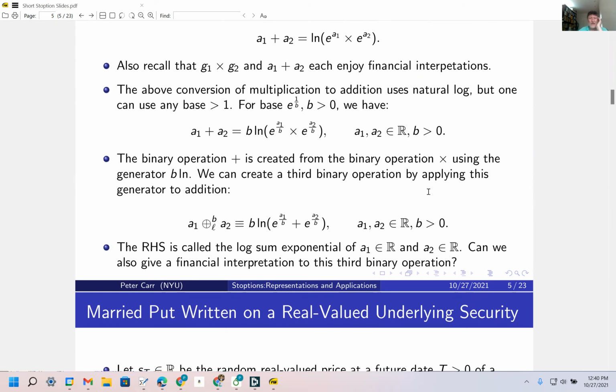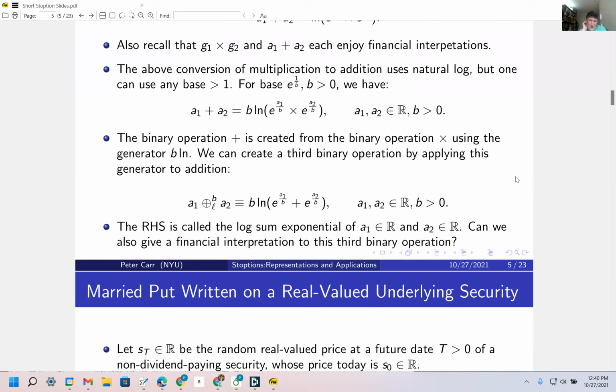So this actually comes up a lot, it seems, in finance, this sort of addition of exponentials. How many times have you told students that the sum of two log normals is not log normal? So anyway, we have an answer to the sum of exponentials of non-random things. And just as a matter of definition, we're defining a third binary operation, which is denoted by circle plus subscript L superscript B by the right-hand side of this equation.